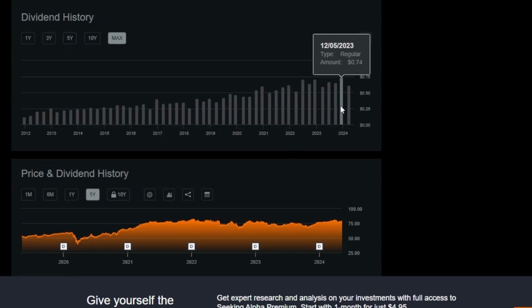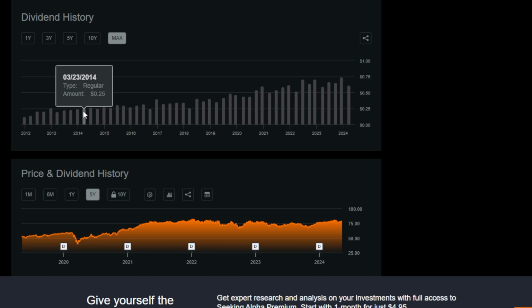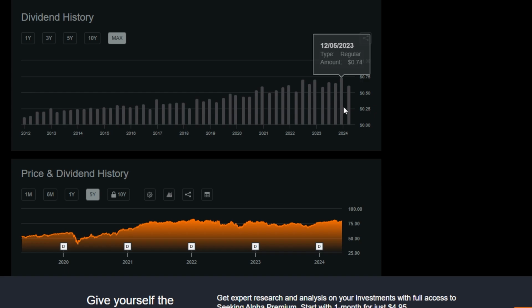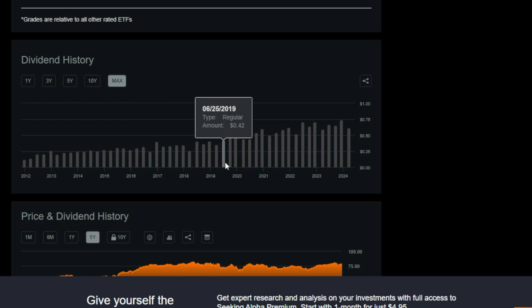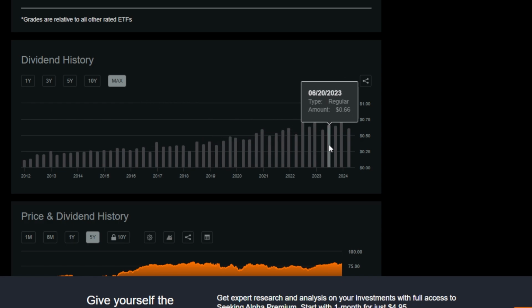Like for example, in 2024, the last dividend that was paid to us in December was 74 cents per share. And if you go back just 10 years ago, the same exact month in December was 28 cents per share. So this means that investors that held onto this ETF for the last 10 years not only are sitting on massive gains, but also got paid dividends every single quarter, and on top of that are getting paid around 3 times as much per share that they own.